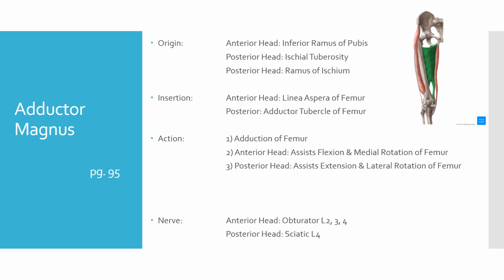3 actions include adduction of the femur. The anterior head assists flexion and medial rotation of the femur, and the posterior head assists extension and lateral rotation of the femur. 2 nerves, the anterior head, obturator L2, 3, and 4. The posterior head, the nerve is sciatic L4.